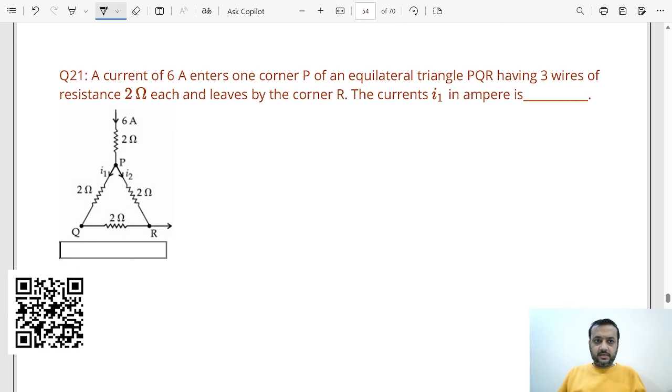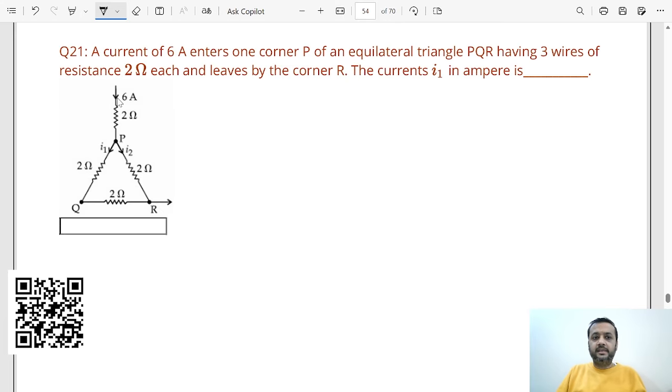Here in this circuit, the 6 ampere current is entering, and we have to find the value of current I1. Now look, between P and R, you can see here we have a total resistance of 4 ohms. Okay, and here we have a single resistor of 2 ohm. So let me draw this circuit slightly in a better manner. So I'll draw this 2 ohm horizontally. Okay, so this 2 ohm I am drawing horizontally, and this is the point P.